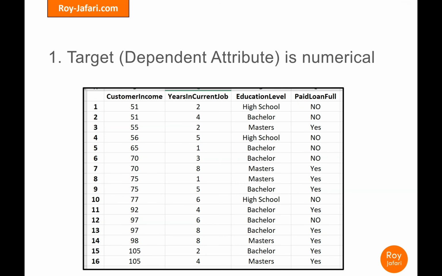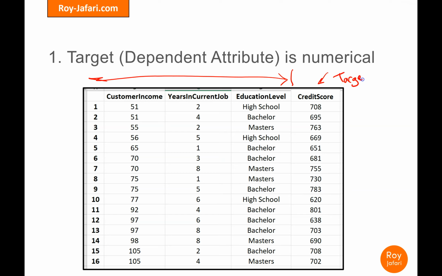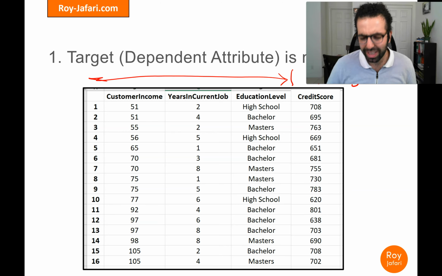In this example that we used for classification, imagine that instead of having the paid-loan-in-full target, which says whether the customer paid the loan in full, we wanted to predict the credit score of these customers. Pay attention that the data changes: now our target is numerical. This is basically the same data, but now we want to predict their credit score. So that's the first thing that is different.